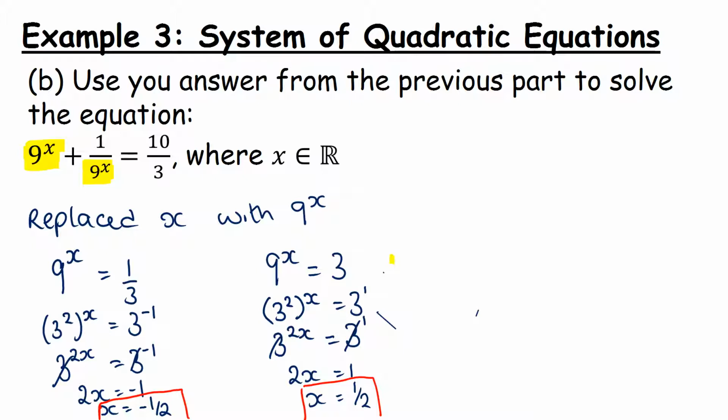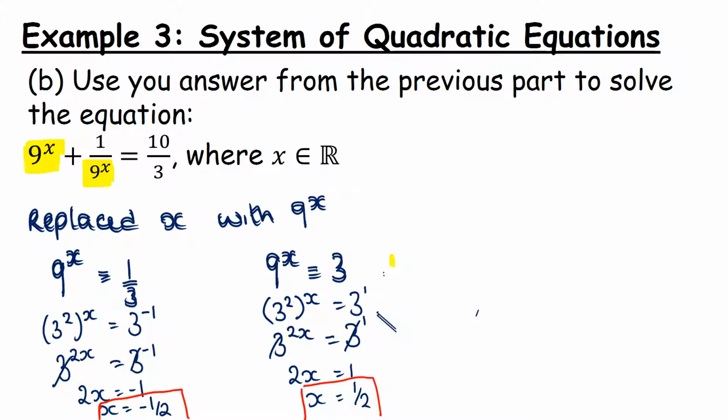Now what you hopefully will notice is that all they've done is they've replaced their x with 9 to the power of x. So our answers for x in the previous part will now be our answers for 9 to the power of x. So we have 9 to the power of x equals a third, and we have 9 to the power of x equals 3.